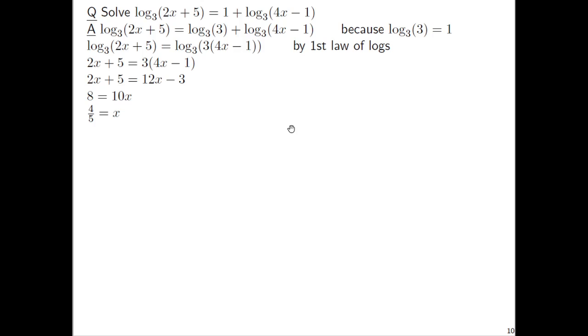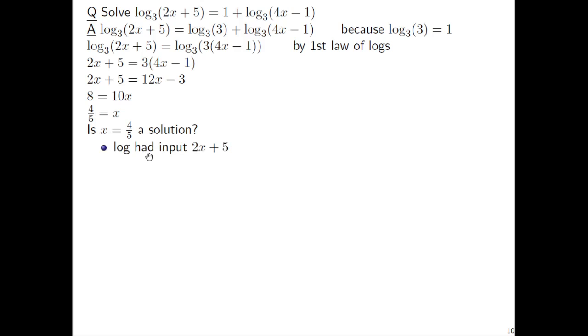Once you take the fraction 8/10 and reduce it, you're reducing it by canceling a factor of 2 on top and bottom. Remember, in a fraction, the only things you can cancel are factors. Now, because the original equation had logs, we need to check: is x equals 4/5 a solution?